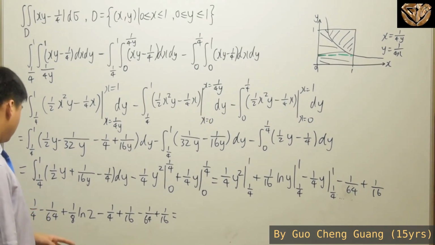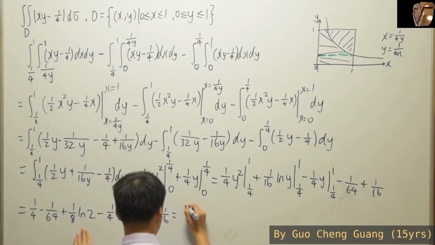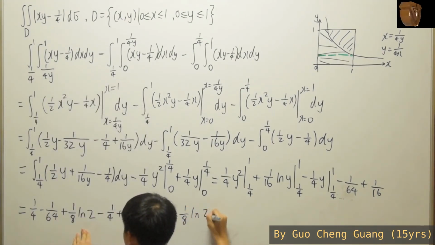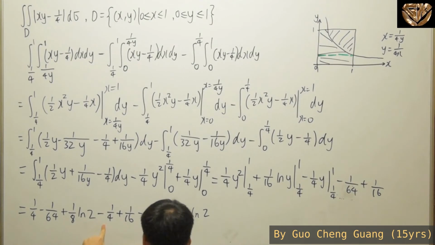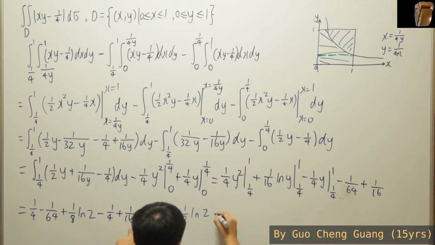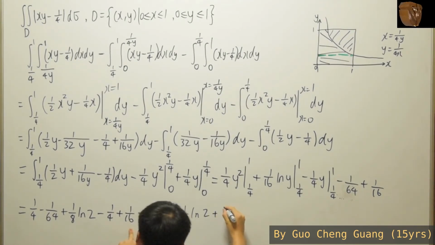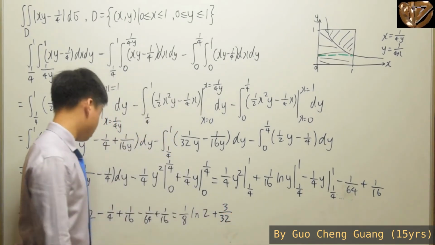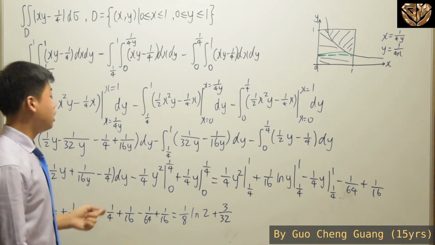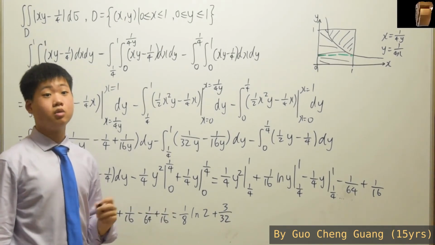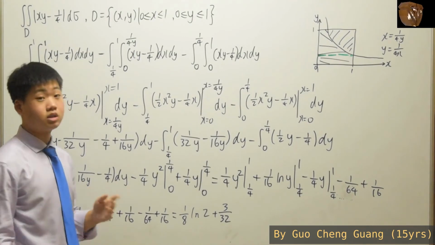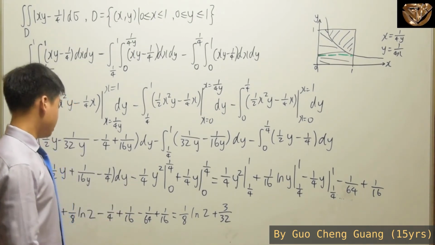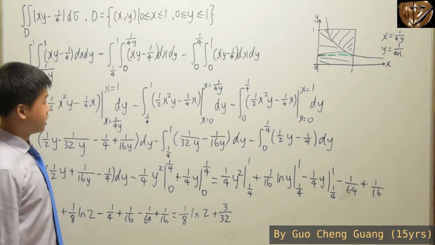Alright, so 1 over 8 ln 2 would basically remain the same. 1 over 4 minus 1 over 4, they will cancel out. So you'll be having a 1 over 8 minus 1 over 32, which is a plus 3 over 32, right? Since 1 over 8 minus 1 over 32. Right, so this is the answer that you will be seeing, which is 1 over 8 ln 2 plus 3 over 32. Now, this seems like a rather complicated question.